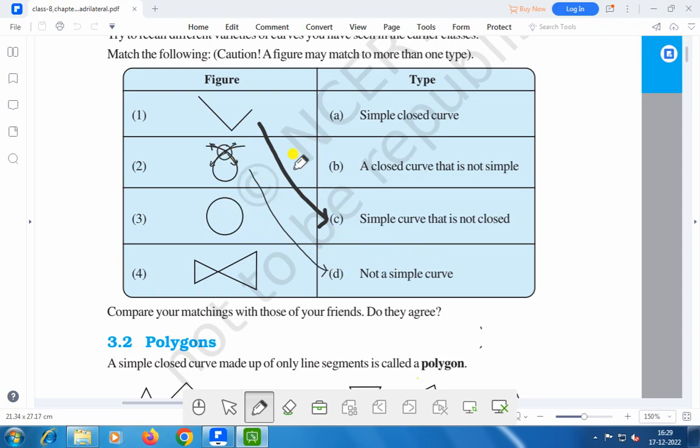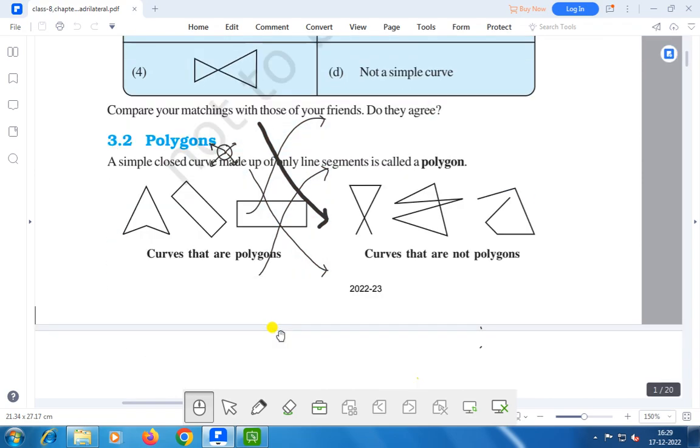Here see, this is a simple closed curve. This is simple and also closed. This one is a simple closed curve, right? And this one is a closed curve that is not simple. Let's discuss, compare your matchings with those of friends. Do they agree?